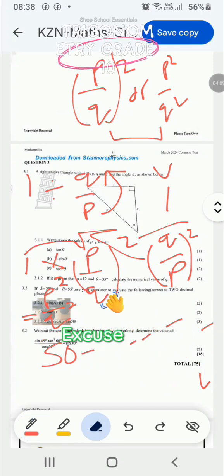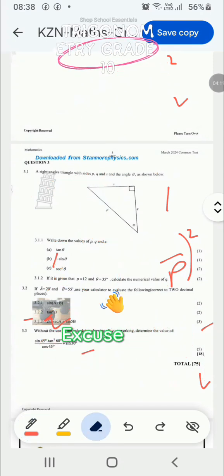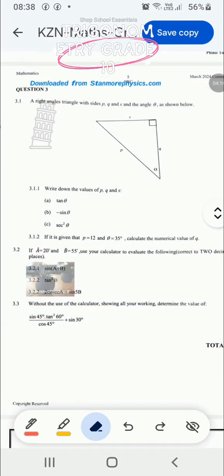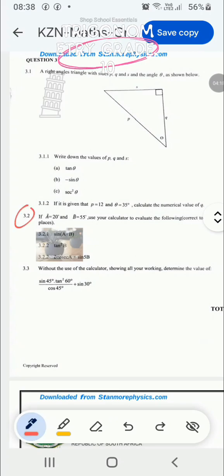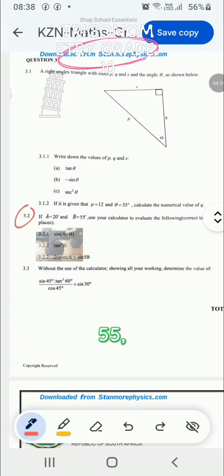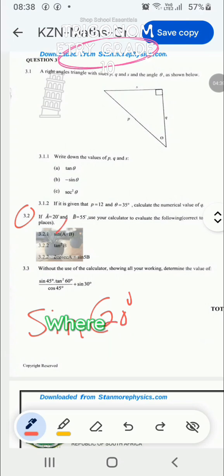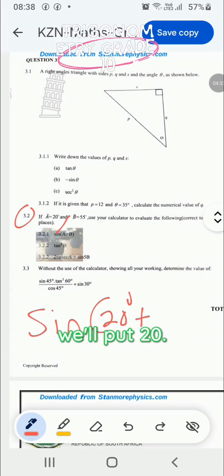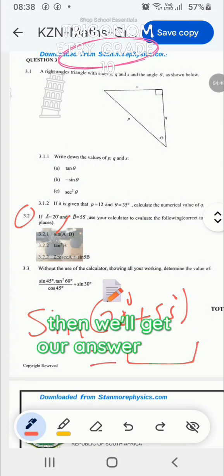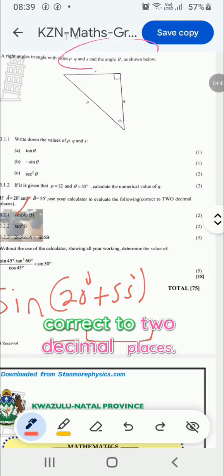3.2. Excuse me. 3.2. If A is 20 degrees and B is 55, use your calculator. So we simply use our calculator. We'll say sine. Where there's an A, we'll put 20. Where there's a B, we'll put 55. We simply punch the calculator, then we'll get our answer correct to 2 decimal places.